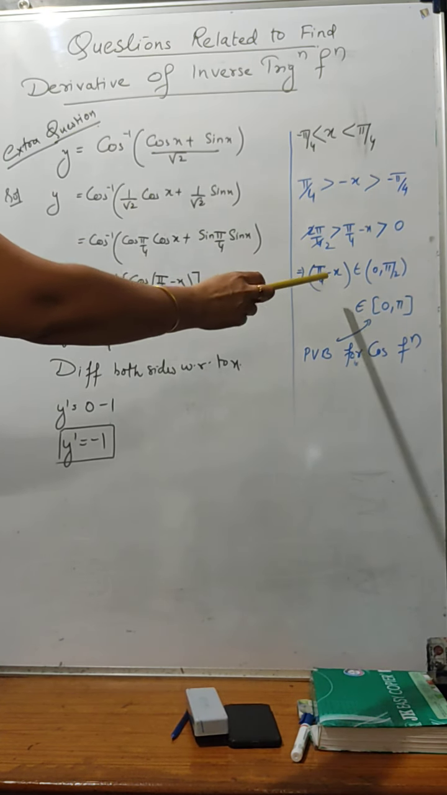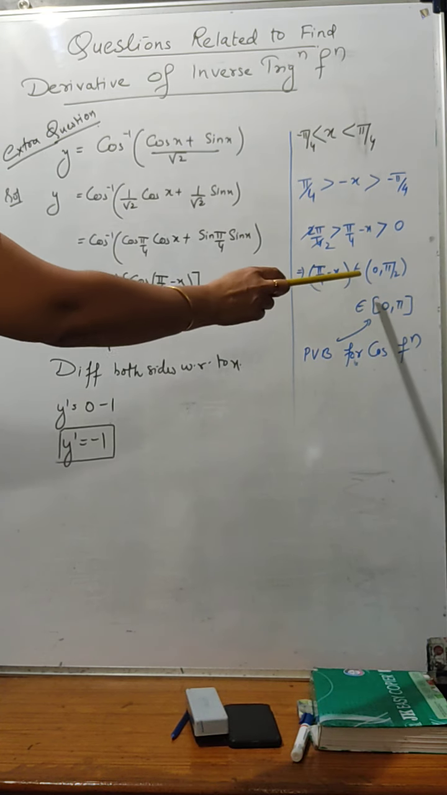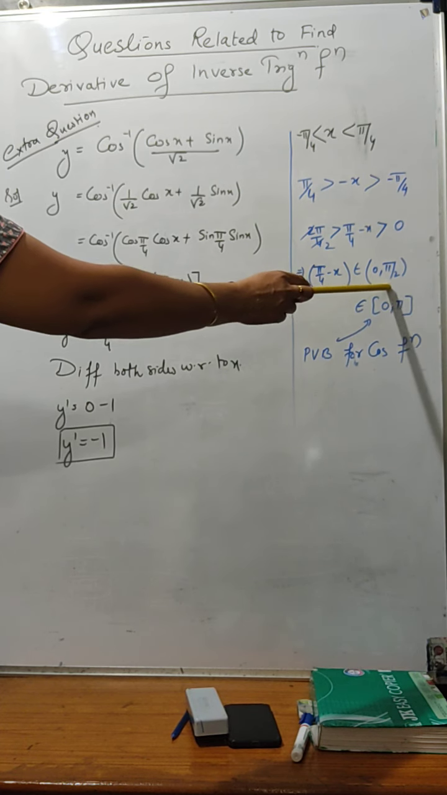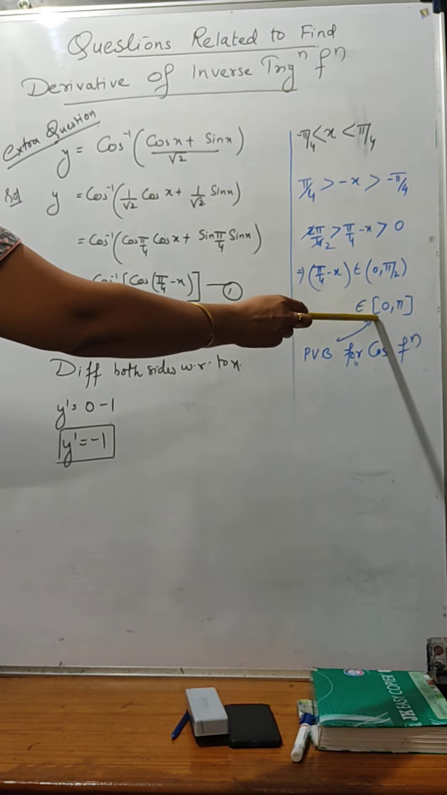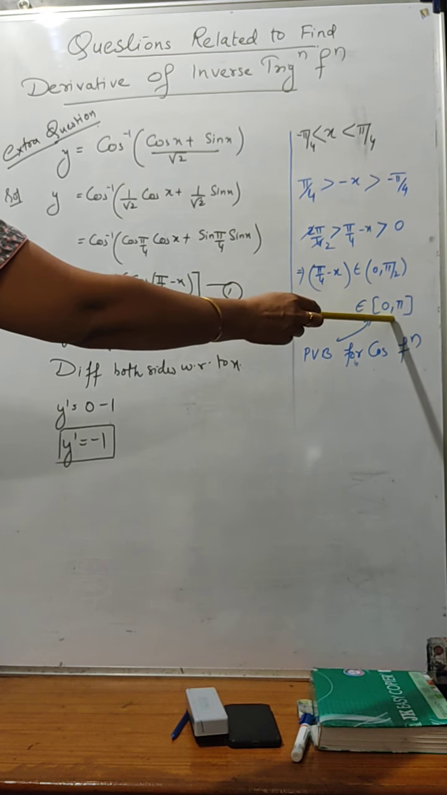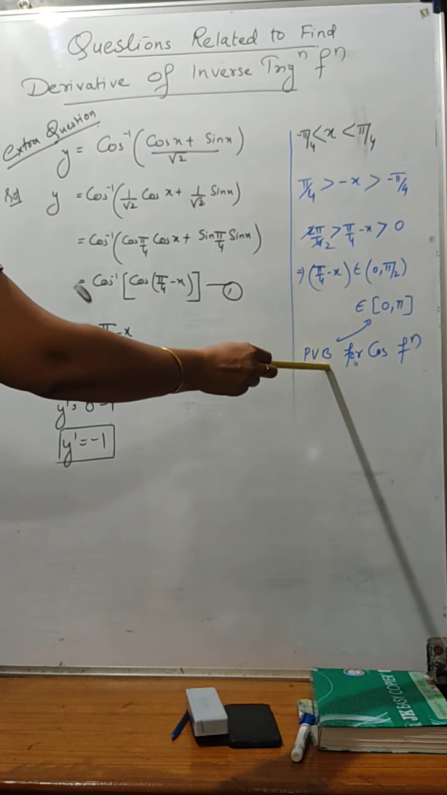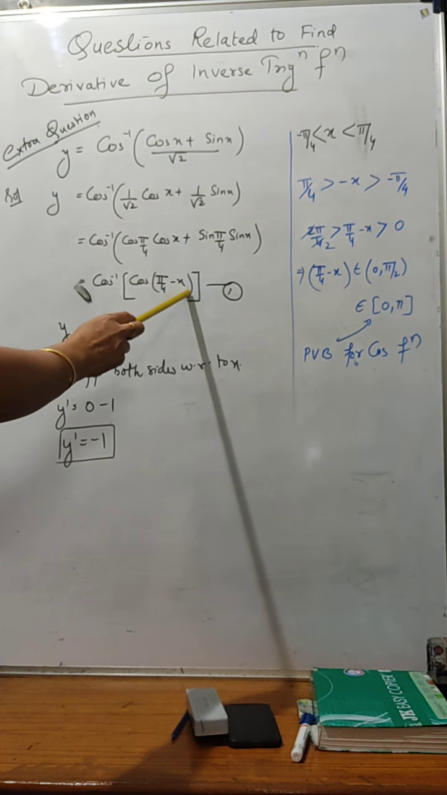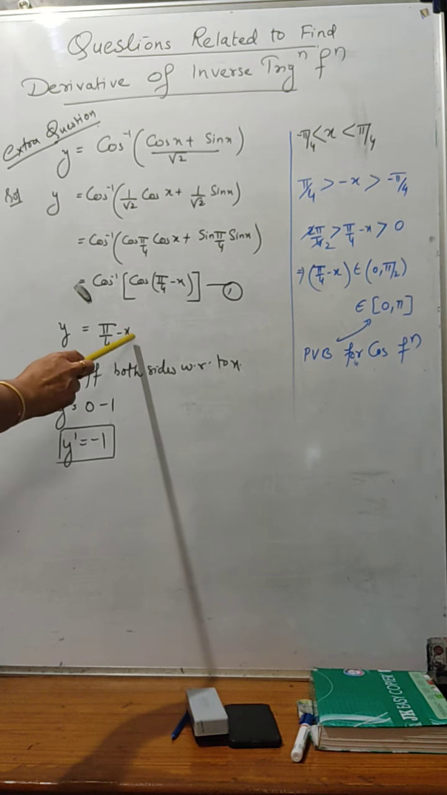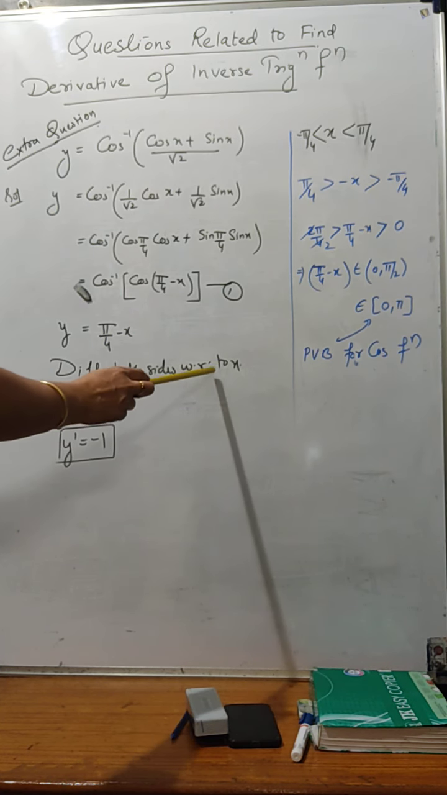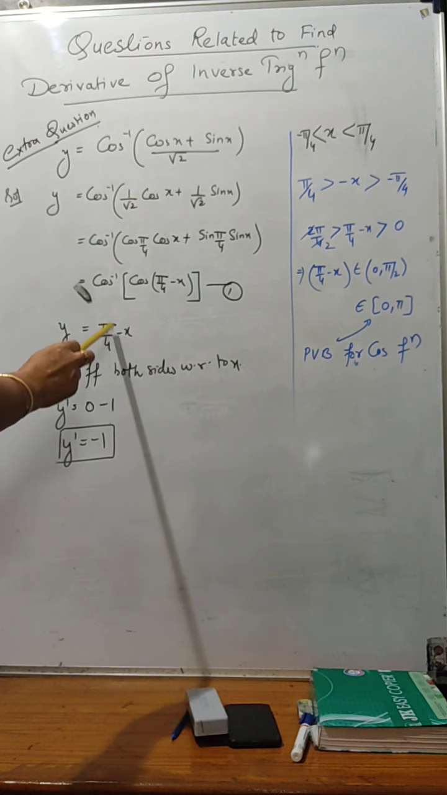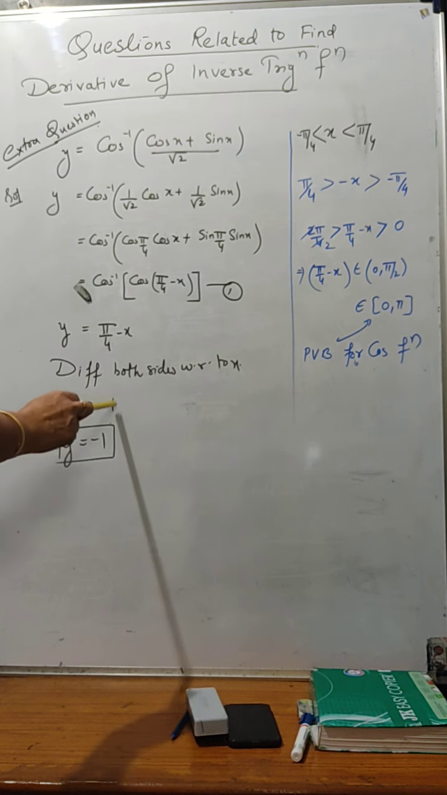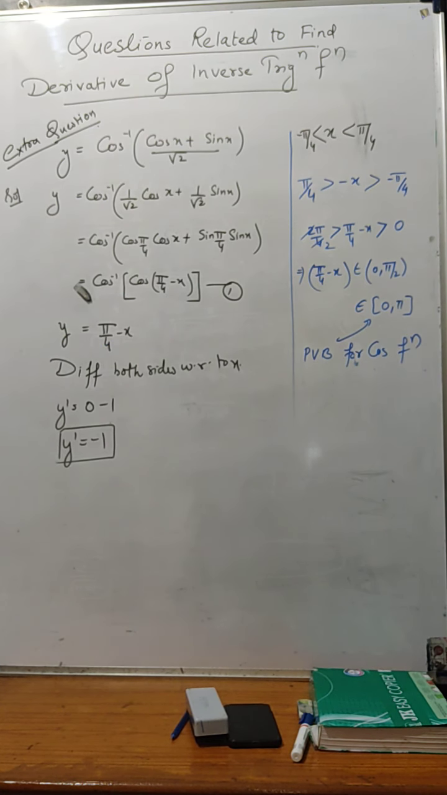So after adjusting, we are getting that pi by 4 minus x belongs to the open interval 0 to pi by 2, and we know that the open interval 0 to pi by 2 is lying inside the closed interval 0 to pi. Hence this satisfies the principal value branch for the cos function. Therefore cos inverse of cos (pi by 4 minus x) will be equal to pi by 4 minus x. Differentiating both sides with respect to x, y dash equals, differentiation of pi by 4 is 0, minus differentiation of x is 1, hence y dash equals minus 1.